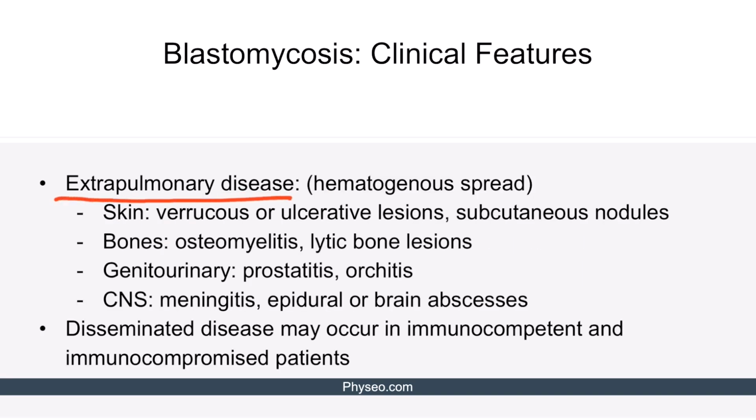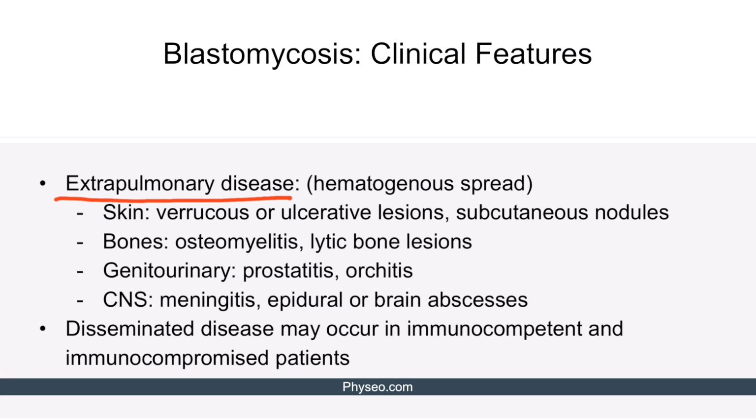Now, extrapulmonary disease from blastomycosis results from hematogenous spread of the fungus, and that actually has multiple manifestations. So when it disseminates to the skin or involves the skin, then verrucous or ulcerative lesions, as well as subcutaneous nodules are seen. When bones are affected, osteomyelitis and lytic bone lesions can usually result. And when the genitourinary system is affected, prostatitis or orchitis may occur. And when the CNS is affected, meningitis and epidural or brain abscesses can occur.